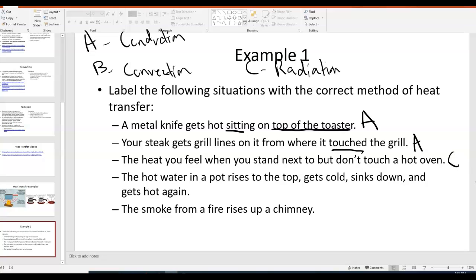Remember that the context clue with convection is that you typically see it with liquids and gases, and it typically involves hot fluids rising up into the air. For example, the next one says the hot water in a pot rises to the top, gets cold, sinks down, and gets hot again. That would be convection. Same thing with the last one: the smoke from a fire rises up a chimney. That would also be convection, because hot fluid becomes less dense, and as it becomes less dense, it rises into the air. Anything involving heat rising, especially with a liquid or a gas, is going to be convection.